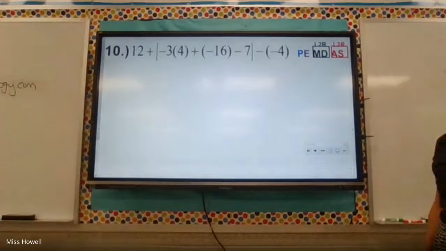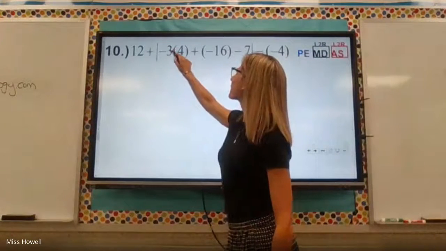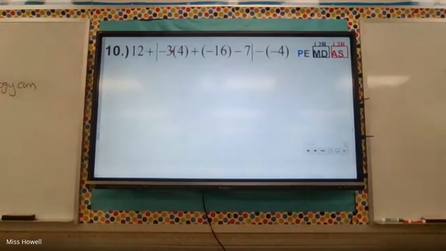12 plus the absolute value of negative 3 right next to a parenthesis means the hidden operation multiply. I'm going to put that in there. Negative 3 times 4 plus negative 16 minus 7, all minus a negative 4.